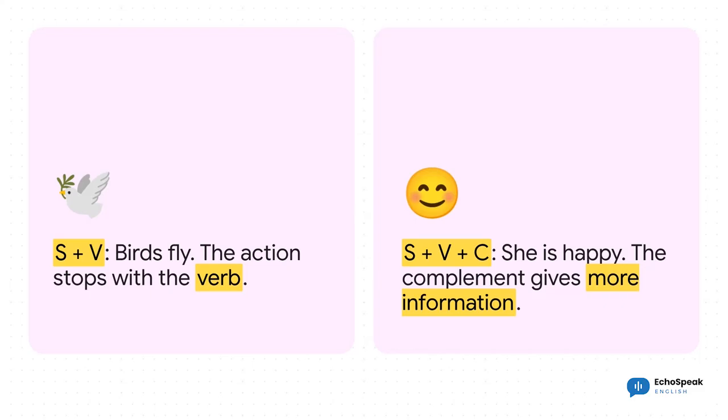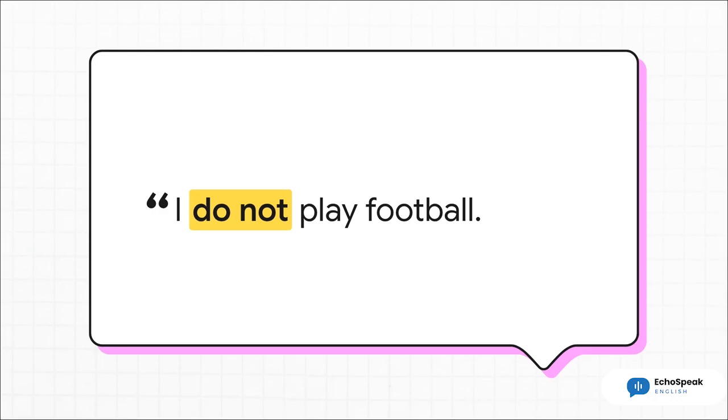But here's something interesting. Not every single sentence needs an object. Some are actually even simpler. You can have just a subject and a verb like birds fly. See? The action just stops right there with the verb. Wait, birds fly? That's it? That's a whole sentence? It is. Or you could have a subject, a verb, and something we call a complement, which just gives more information. For instance, she is happy. The word happy isn't an object. It's just describing her.